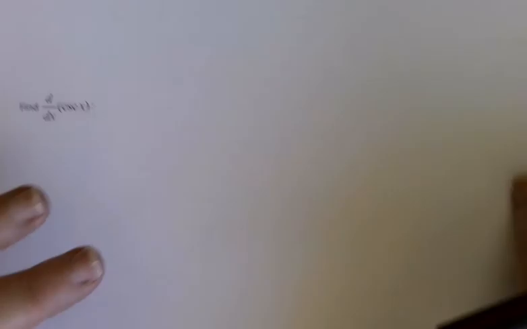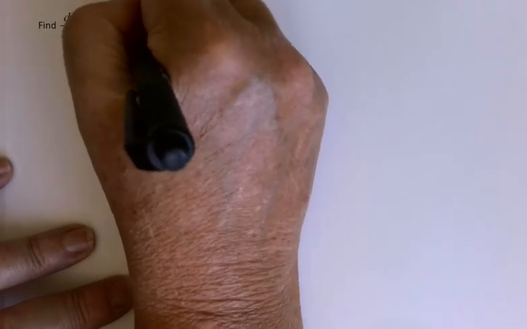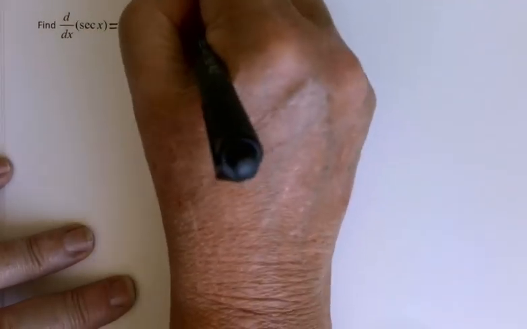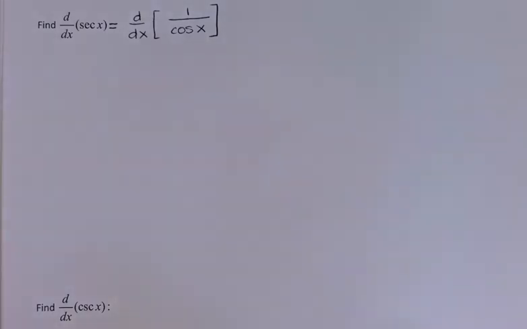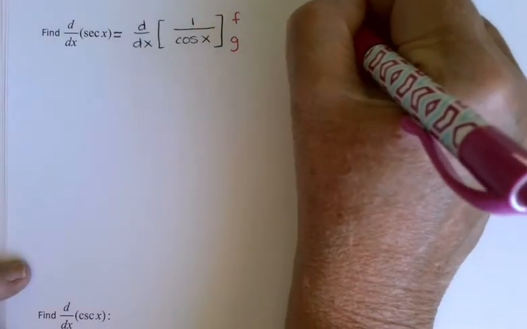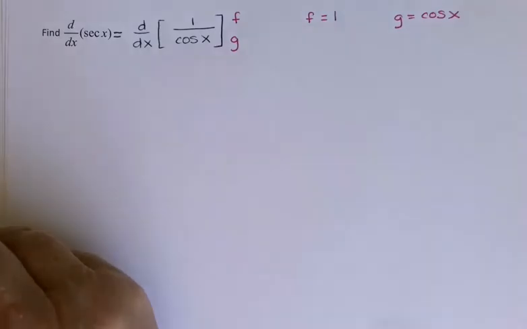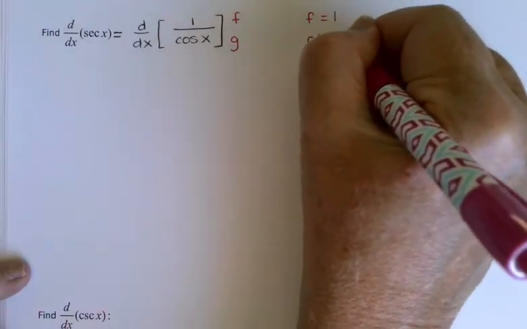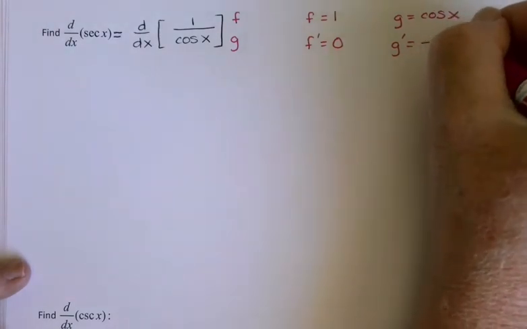We're ready for secant and cosecant, the last 2. All right, as we just mentioned, secant and cosine are reciprocals. So I'm going to think of this one as the derivative of 1 over the cosine of x. And we're getting lots of good quotient rule practice here. In this case, f is just 1, and g is cosine x. So f prime will be 0, and g prime will be minus sine x.